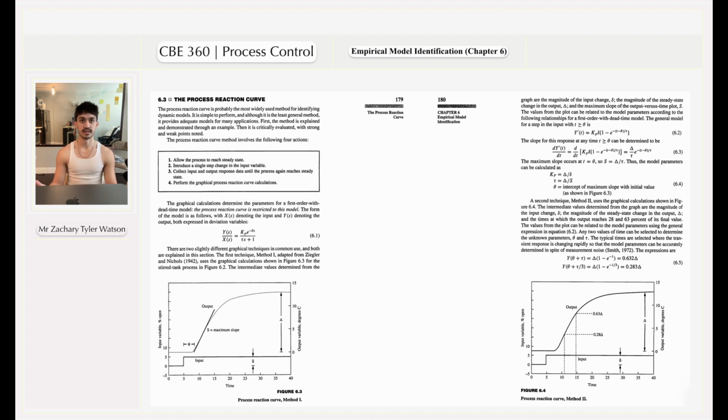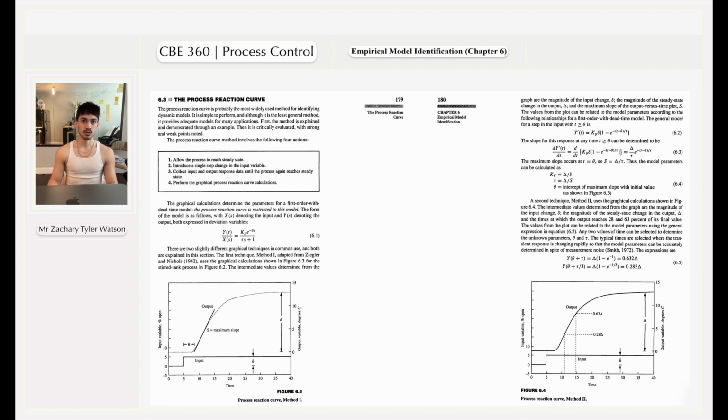Allow the process to reach steady state. Next, introduce a single step change in the input variable. Next, collect input and output response data until the process again reaches steady state. Next, perform the graphical process reaction curve calculation. The graphical calculation determines the parameters for a first order with dead time model. The process reaction curve is restricted to this model.